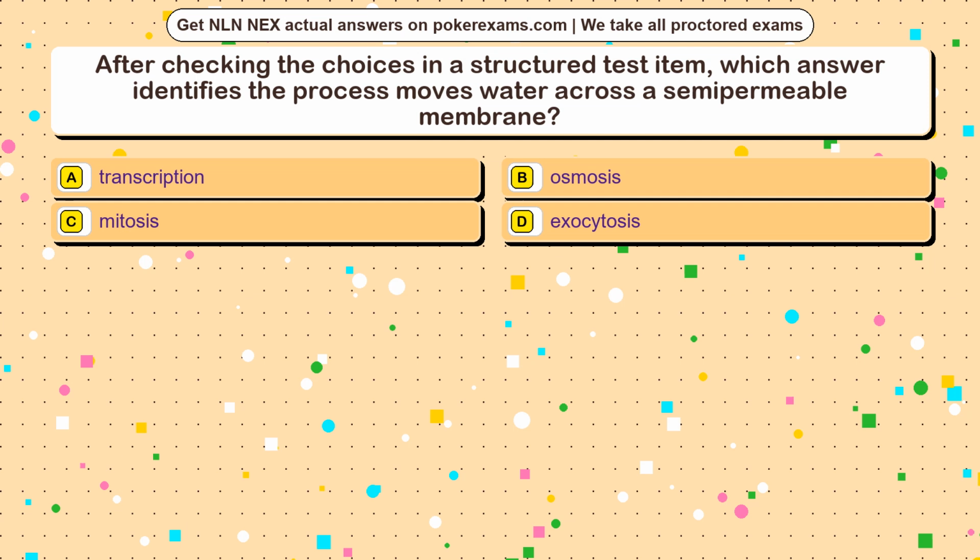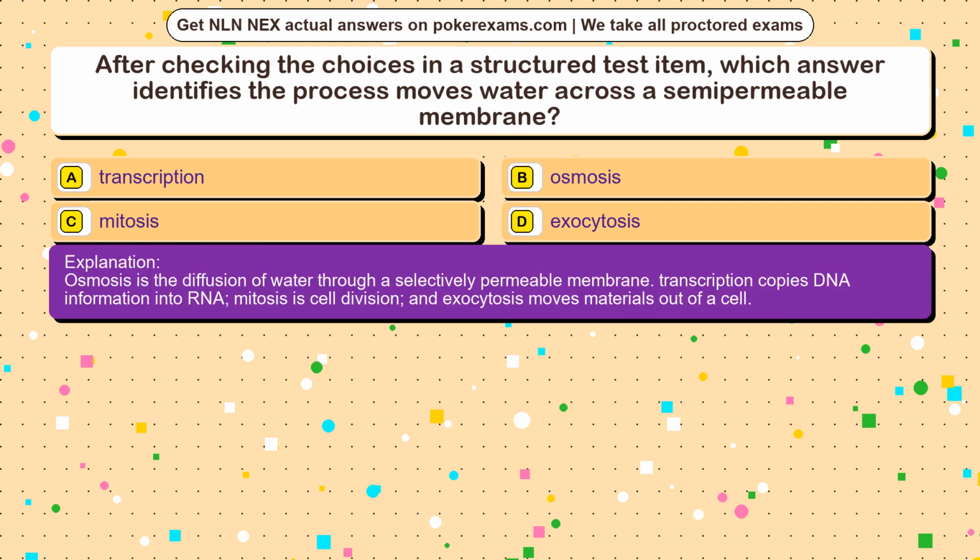The correct answer is option. Osmosis is the diffusion of water through a selectively permeable membrane. Transcription copies DNA information into RNA, mitosis is cell division, and exocytosis moves materials out of a cell.